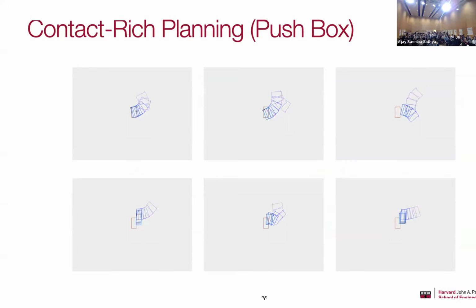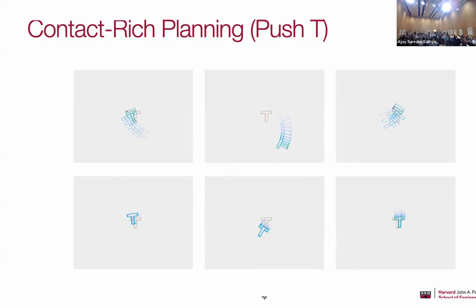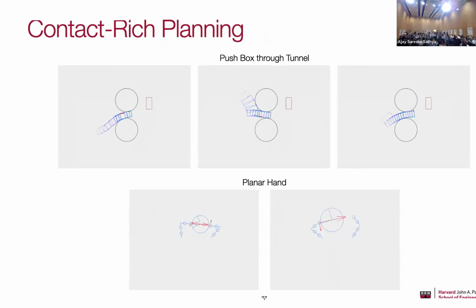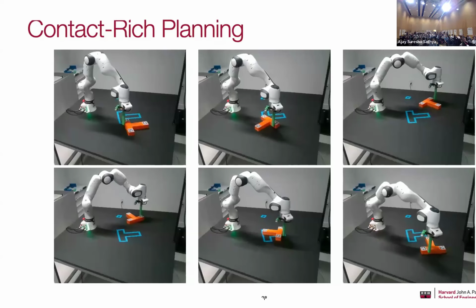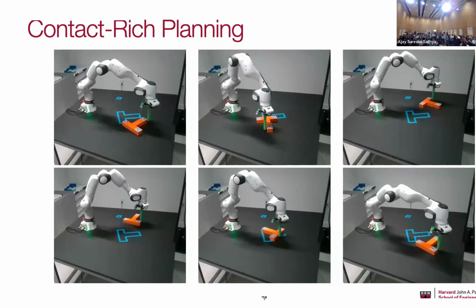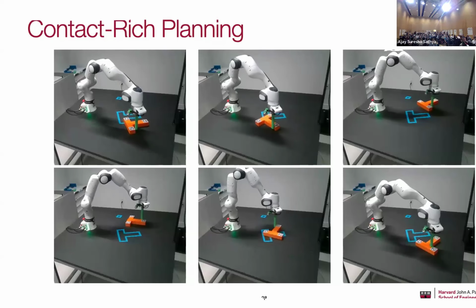Here's the push box, where you're trying to push the box to align with the target position. And then this is the push T, where you push the T block. And then this is some planar hand pushing a block through the tunnel. And this is some real-world implementation where you deploy this on a Franka Panda.